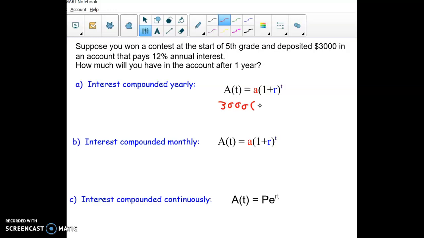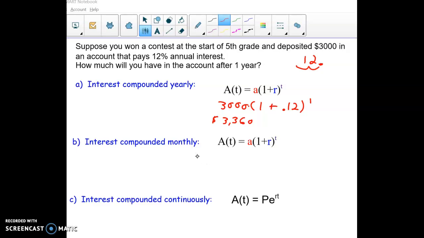Okay, so we got 3,000 as little a, 1 plus the rate as a decimal. So we have 12%, so we're going to move it over, 0.12. And then I'm going to put in the years, which is just 1 to make it simple. Okay, so if you type all that into the calculator, I believe you get, maybe I should do it just to be safe, I think you're going to get 3,360. That's how much you'll have at the end of 1 year.